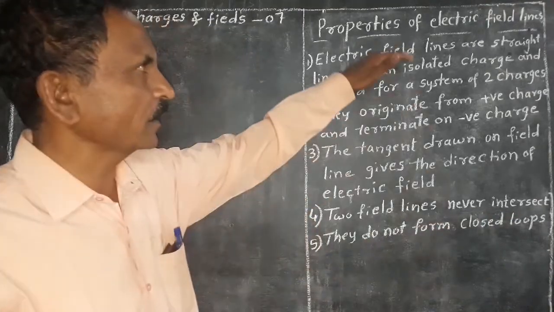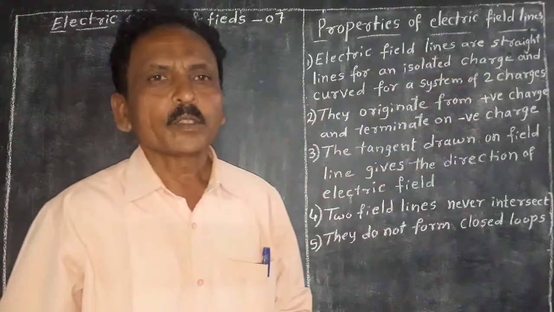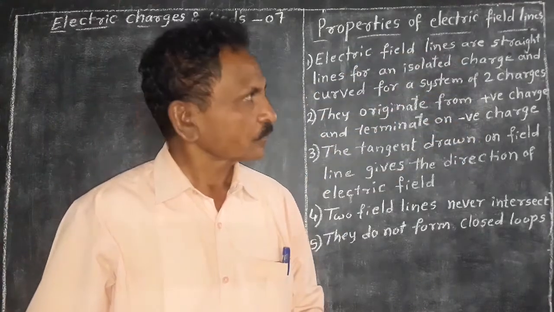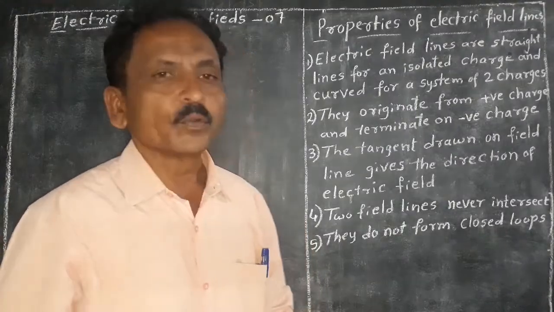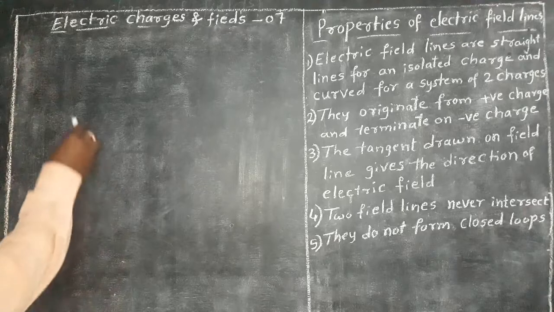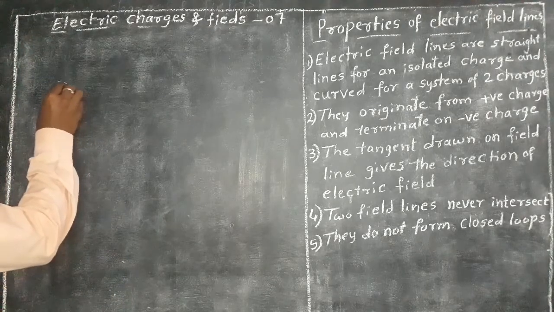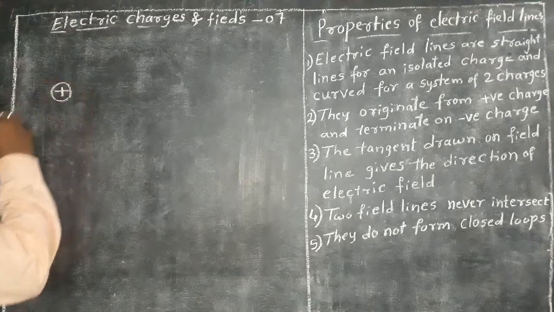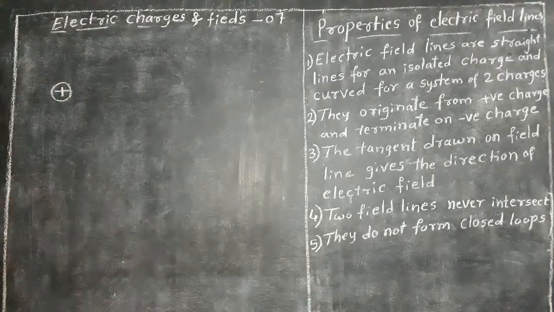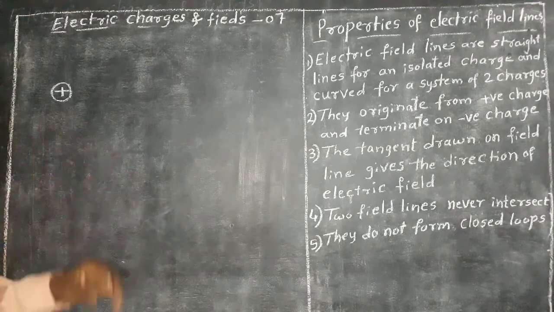And to understand these properties, we should know few terms. Consider an isolated positive charge. A charge which produces electric field or electric environment is called source charge.